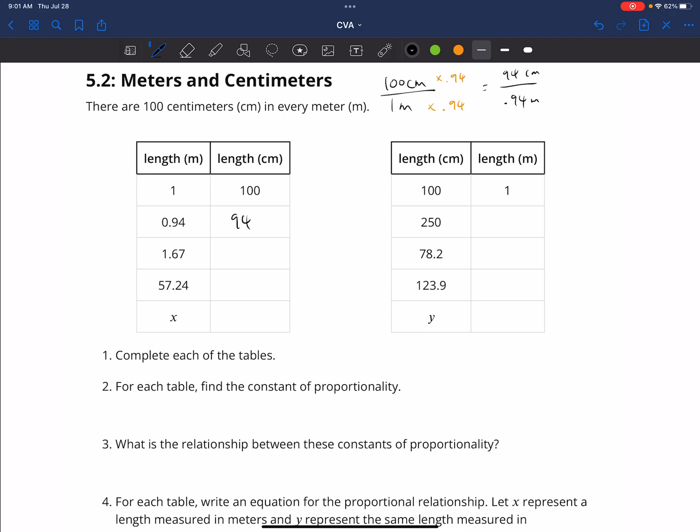So 94 centimeters. As you can see, I'm just going to show you a trick right now: you just have to move the decimal point twice.